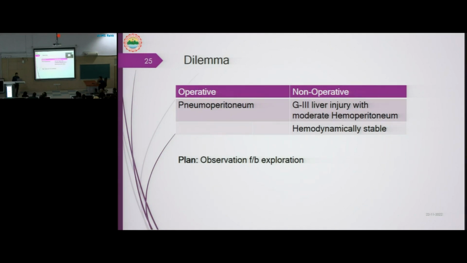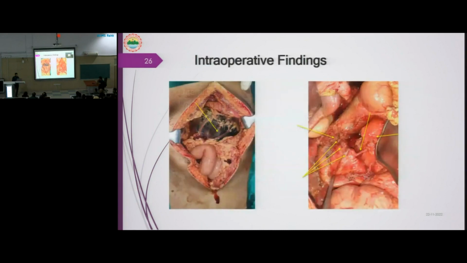So we planned observation and then exploration the next day, as the patient's vitals were stable and there was equivocal guarding. So we explored the patient the next day. Coming to the intraoperative findings, on opening the abdomen, there is a retroperitoneal hematoma around the duodenal region. Then on cauterization of the duodenum, on further exploration, we can see that there are multiple perforations in the duodenum and the duodenal wall is contused.